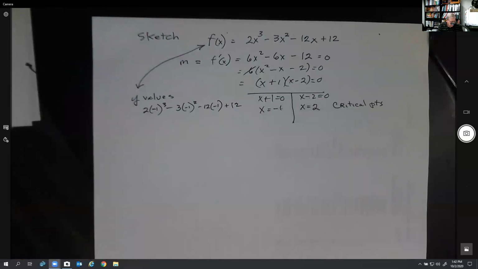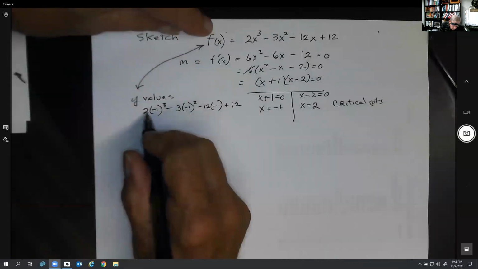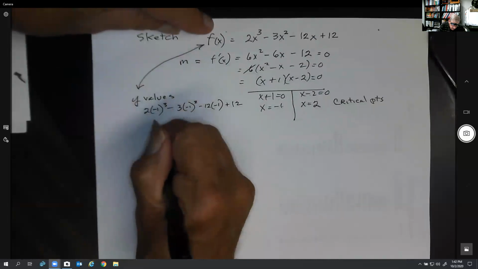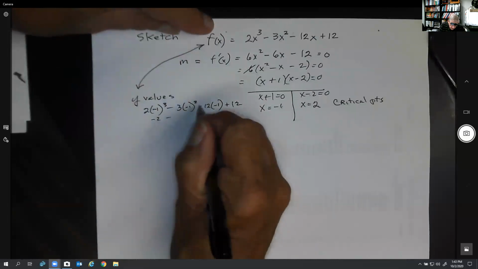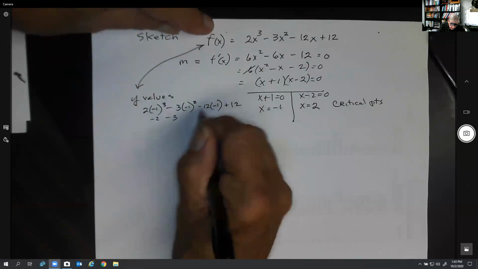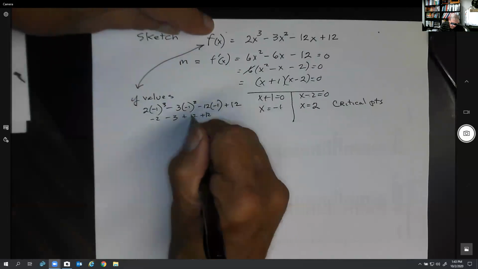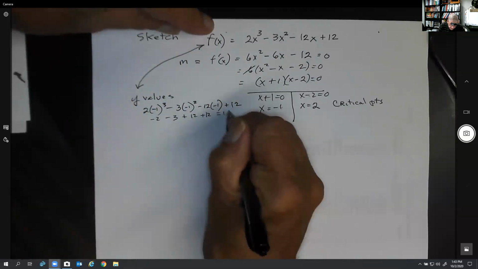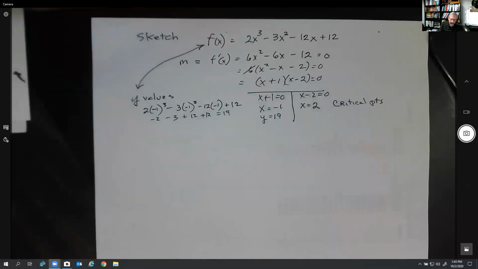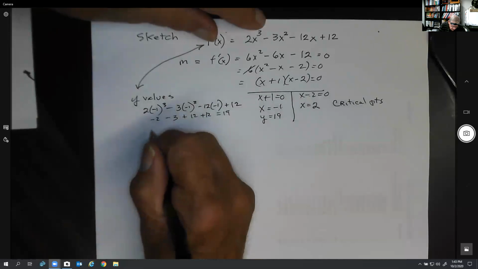Let's see. Now remember, don't multiply these together. Do the power first and then multiply. So this will be negative 2 minus, this will be a 1 times negative 3 is negative 3 plus 12. So that looks like it's 24, take away 5 is 19. So when x is negative 1, y is 19. I like to get that out of the way first. Sometimes you can do this at the end. It doesn't matter, but usually to me it's easier to do it at the beginning.